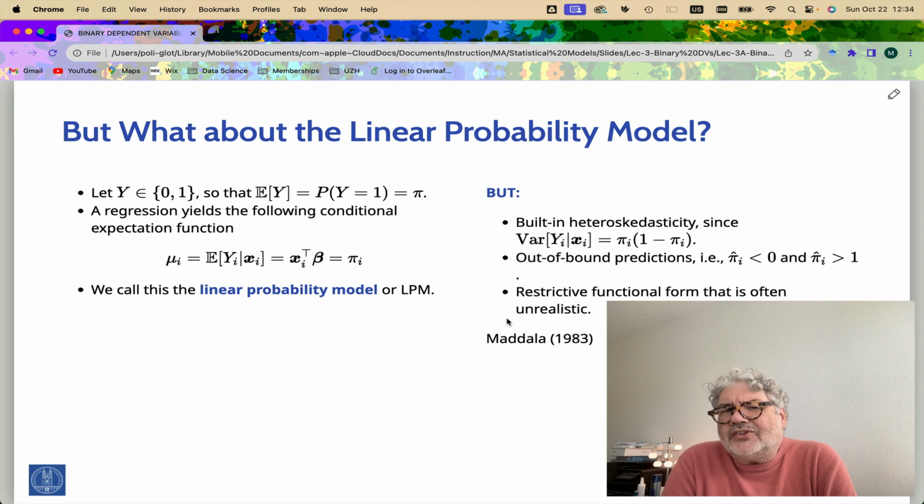And the third limitation of this linear probability model is that there is a very restrictive functional form, and that is often unrealistic. The idea is, like in any other regression model, that a unit increase in x would always produce the same change in pi. But that doesn't seem to make a lot of sense.